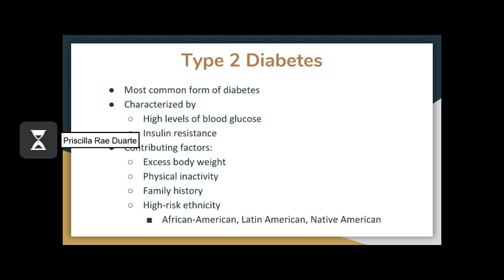Type 2 diabetes. Type 2 is the most common form of diabetes. It's characterized by high levels of blood glucose, also insulin resistance. And listed here are some of the contributing factors. So we know that obesity plays a role, physical inactivity, family history, and then also ethnicity can also play a role.